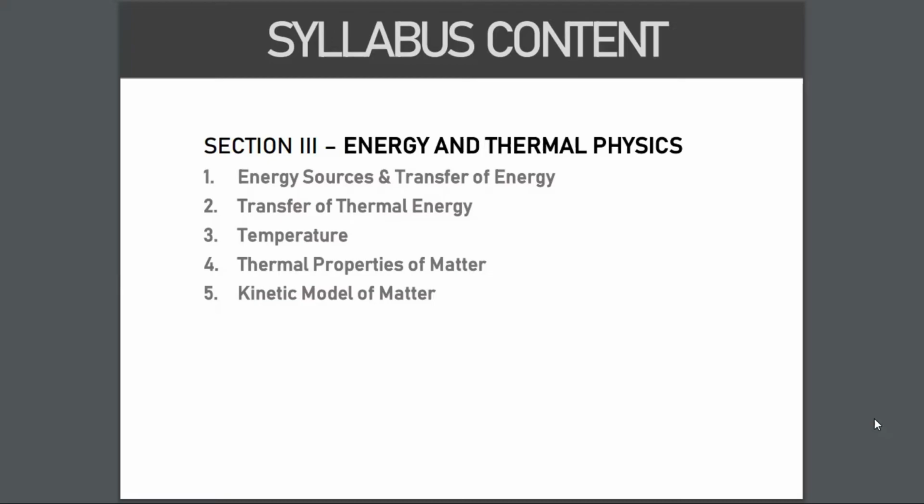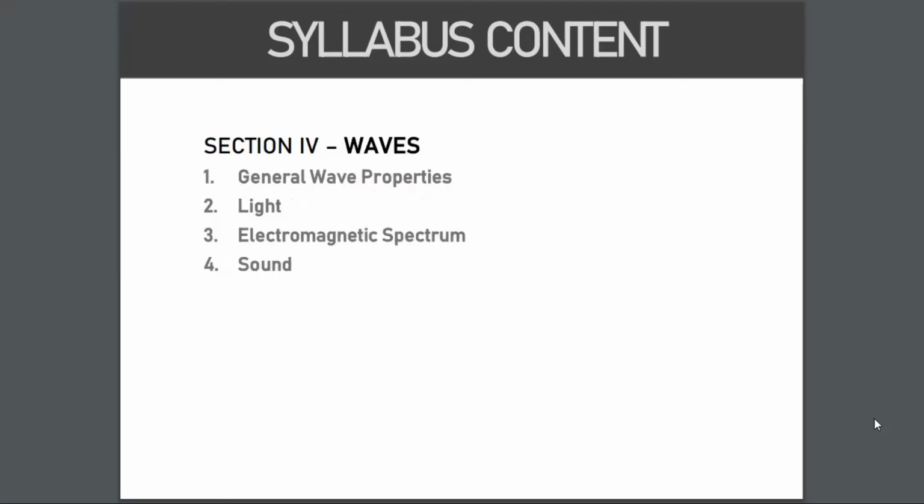Then we have section 4, which is waves. This section includes general wave properties, light, electromagnetic spectrum, and sound. General wave properties include all the features and characteristics of the two types of waves that you'll study. And then the examples of waves like light waves, electromagnetic waves, and sound waves.